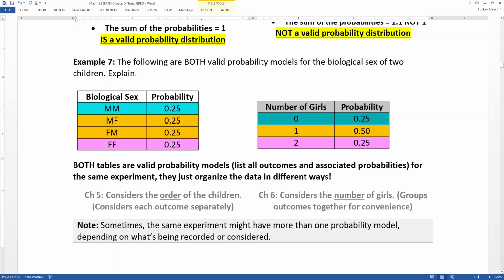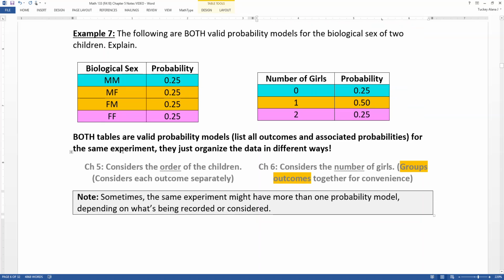This one over here, we're actually going to hit more on in chapter 6. Particularly both 6.1 and 6.2, the two sections we're covering, where it's considering the number of girls. So it's grouping outcomes together for the sake of convenience. Namely, the two orange ones got grouped together into that one right there. So that's what it means when it says it groups outcomes together. I mean that orange bit right there.